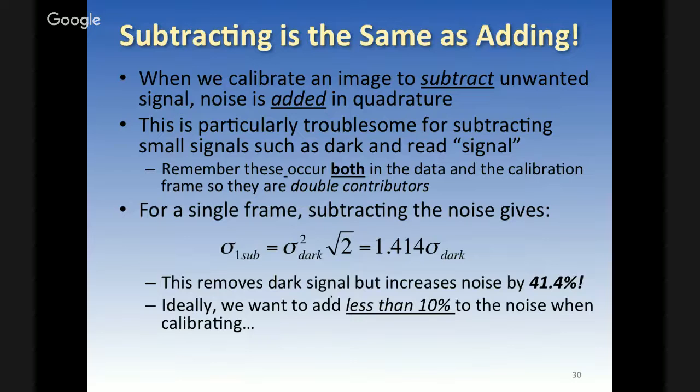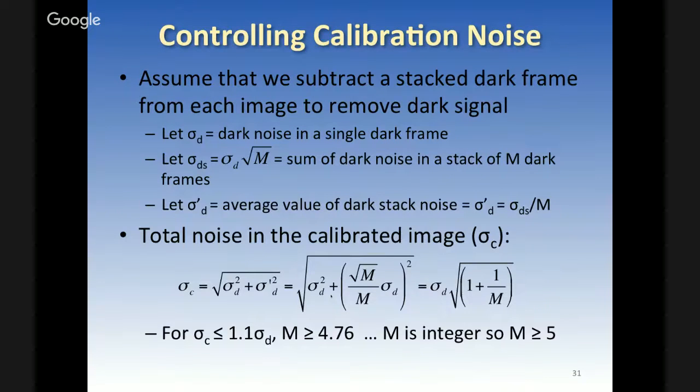So let's go back and continue along with this crazy thing of trying to figure out how we only add 10% noise when we're stacking dark frames. The question that we want to answer here is: is there a way for us to use more dark frames than just a single dark frame for each image in order to calibrate the image?